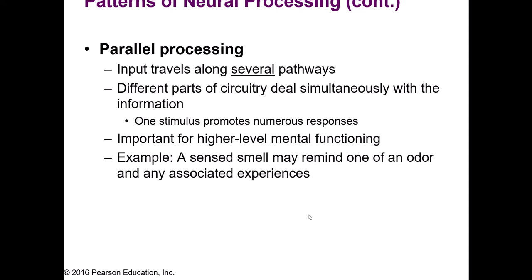There are two ways that neural pools process information. We have what we call serial processing, and we have what we call parallel processing. So in serial processing, think domino rally, basically, right? One input traveling along one pathway to one specific destination. One neuron stimulates the next neuron, which stimulates the next neuron, which stimulates the next neuron, right? The domino rally.